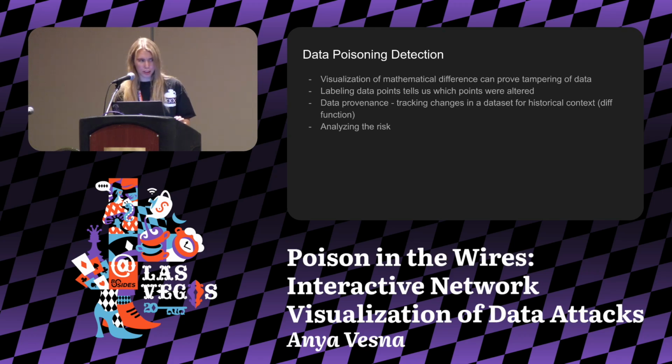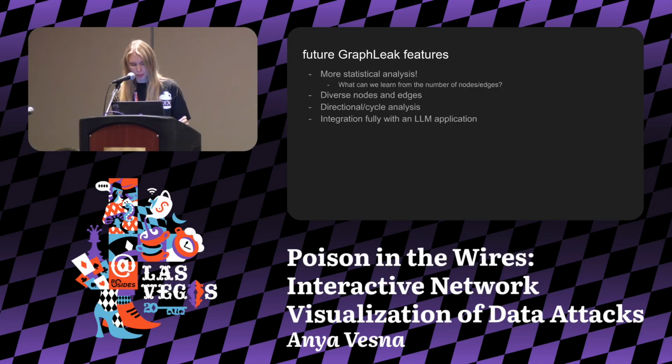And finally, the risk analysis is something that we can use to compare and understand how much of our model has changed. So for future features that I wanted to implement in GraphLeak, I wanted to do more statistical analysis since there's a lot to learn from the numbers of nodes and edges. And I wanted to implement one of my favorite concepts in graph theory, which is cycles. So what do cycles and directions tell us about graphs and data as a whole? And I wanted to integrate GraphLeak into a training model to truly show how an LLM can change over time from poisoning beyond a theoretical model.